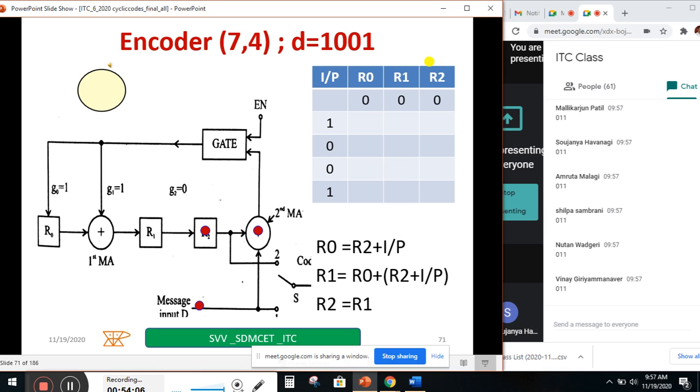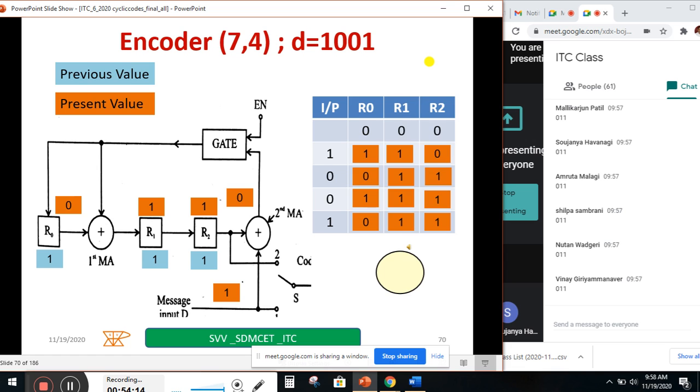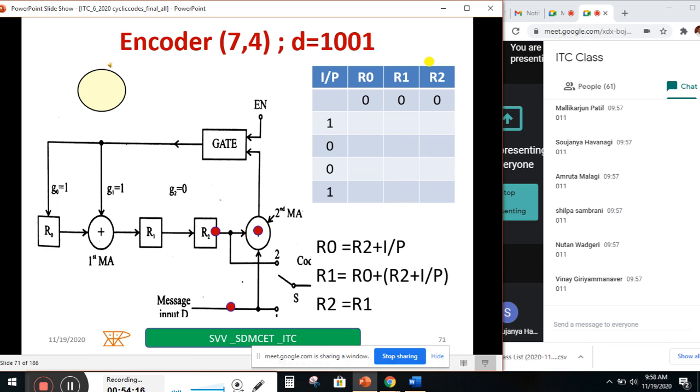I think 1001. So 1001, I think previous what we took 1001. Now these two will be added. The result will go back to the R0. This is the concept I wanted to explain.